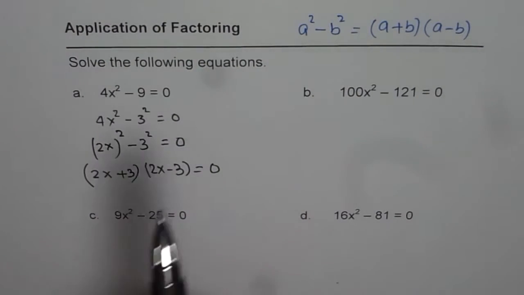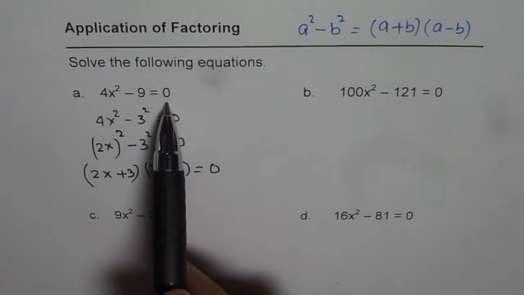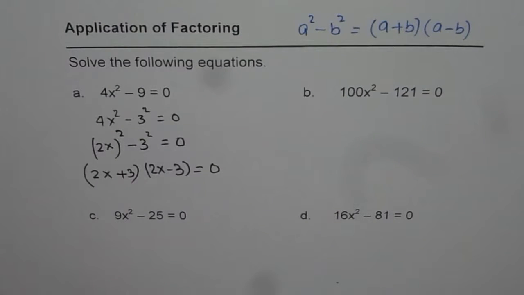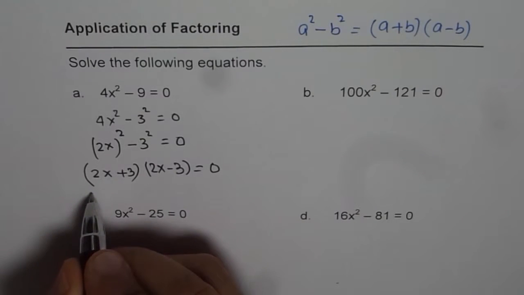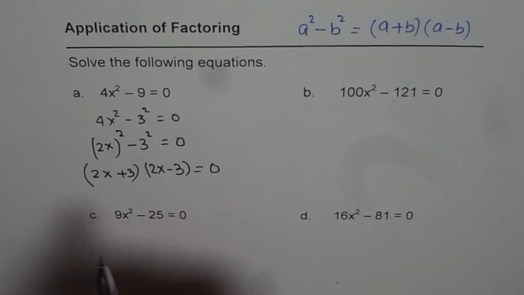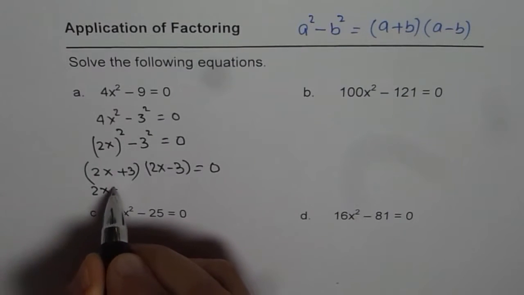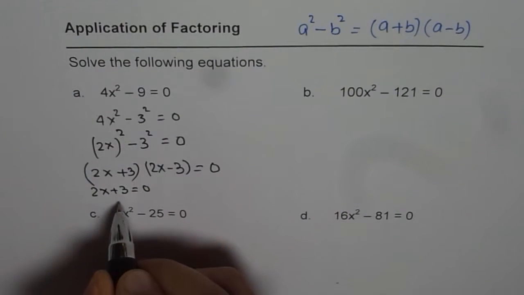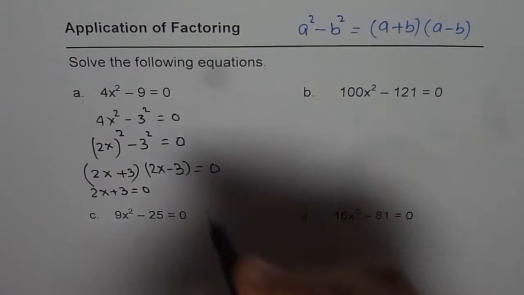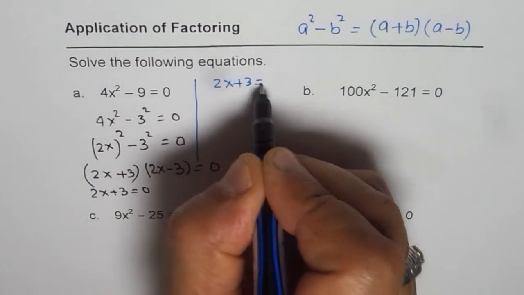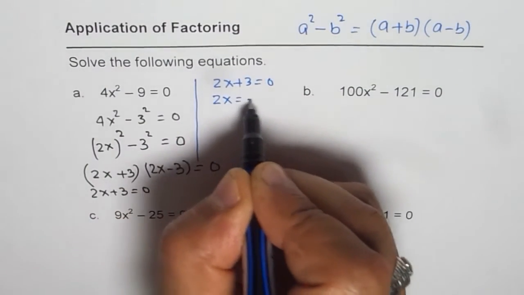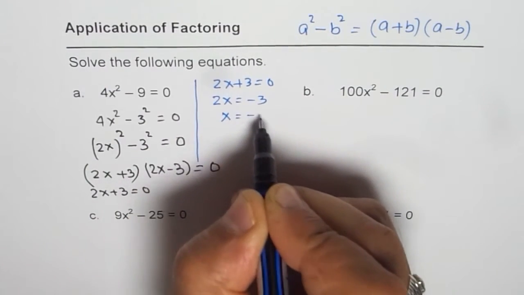Now when we say solve the equation, in this case the right side is 0, so we need to make the left side also 0, and that's why we factored. Now if each factor is 0, we get the solution. When is 2x plus 3 equals 0? Solve and find out. So we have 2x plus 3 equals 0. That means 2x equals minus 3, x equals minus 3 over 2.